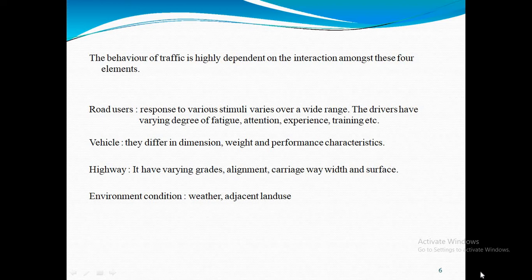Another thing is the dimensions of the vehicle, meaning length, width and weight. For example, for a goods vehicle we need to restrict some weight. And the performance, each and everything we need to take into account. For a highway, we need varying grades, proper alignment, and a carriageway in good condition, with width, surface and overtaking zone. These kinds of parameters we need all. And environmental condition means weather and adjacent land uses. These four parameters are very, very important in the traffic condition.